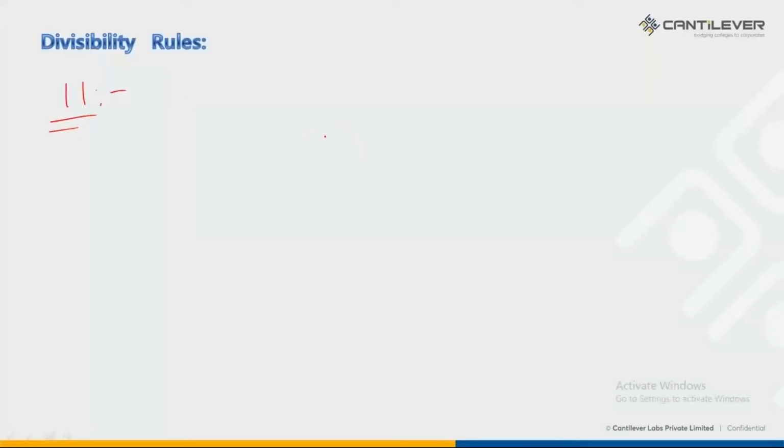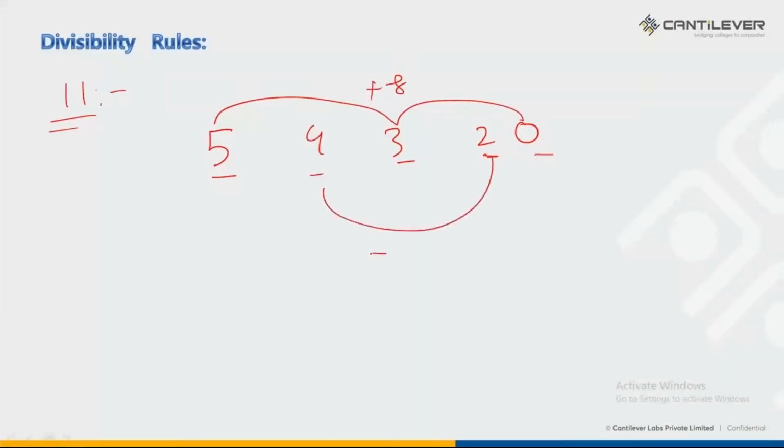Let me give you an example. Let's take randomly some number, 5, 4, 3, 2, 0. The difference between the sum of the digits at odd positions and the sum of the digits at even positions should be either 0 or 11. Odd positions, add the numbers: 8. Even positions, second place, fourth place, add these numbers: 6. The difference between these two, 8 minus 6, is 2. So this is not divisible by 11. As per the divisibility rule, you should get either 0 or 11.